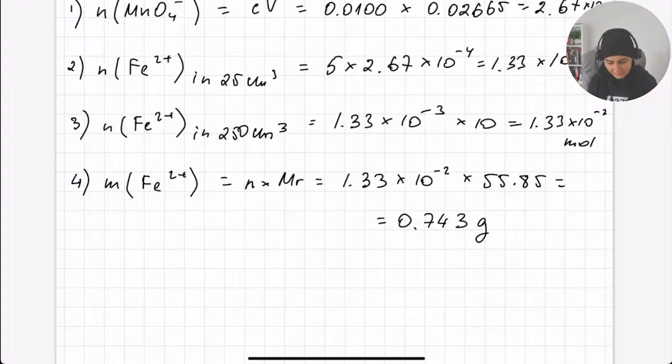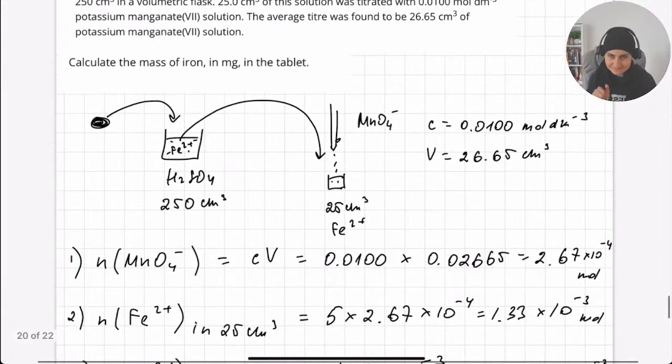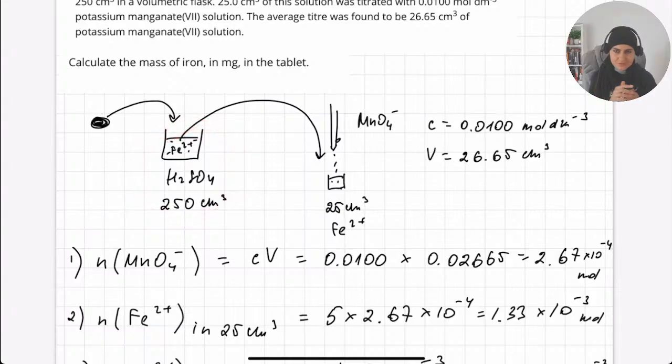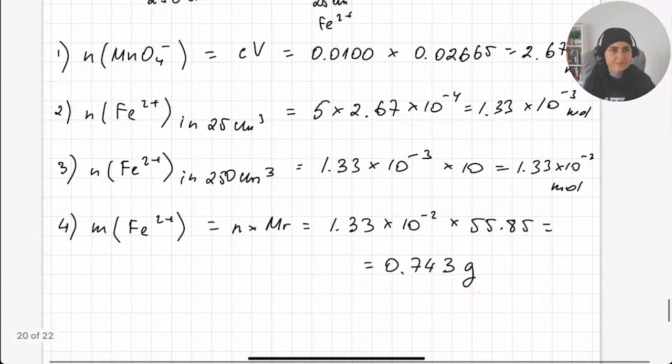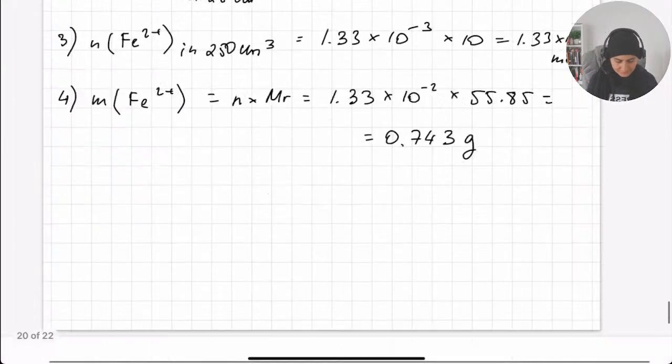So all my iron that was in the tablet was dissolved into this acid, so I found the moles of iron 2+ in that beaker, which means that I found how much iron I had in the tablet. Right, well guys, we're powering through, almost there. Last question.